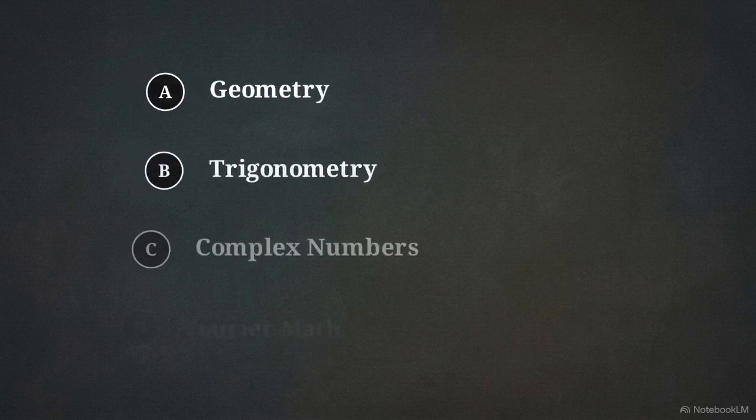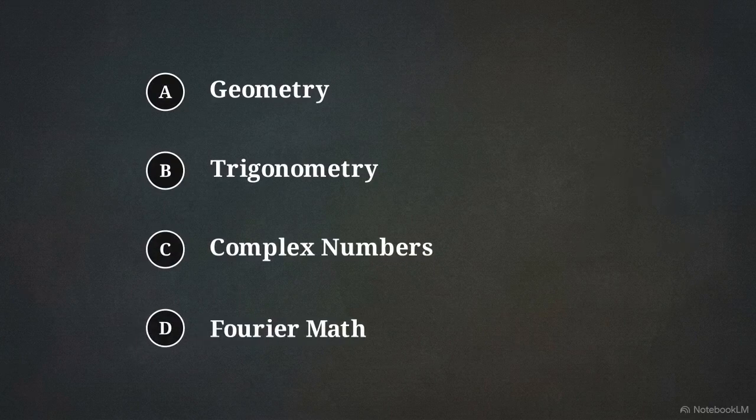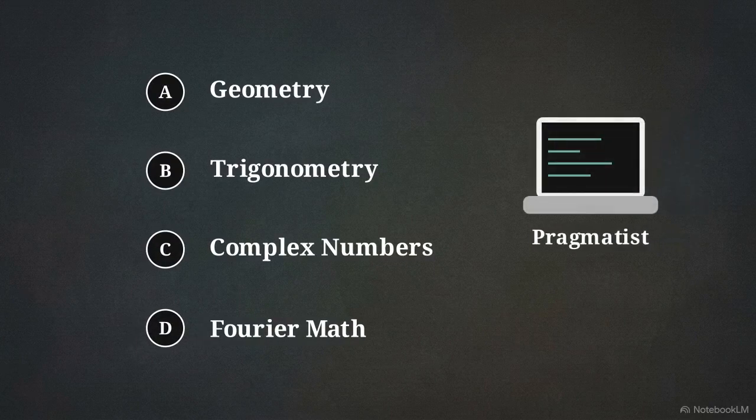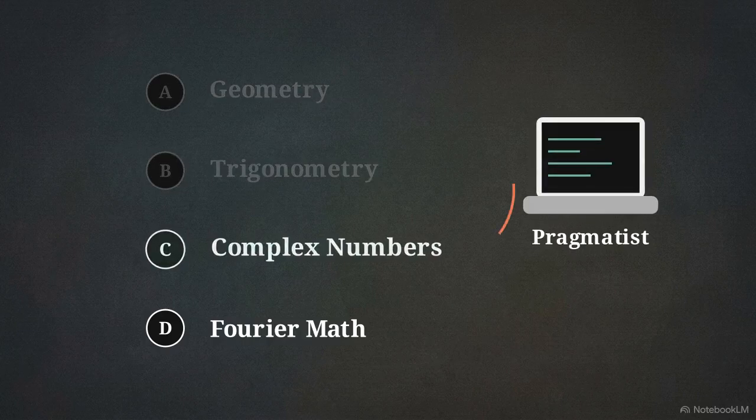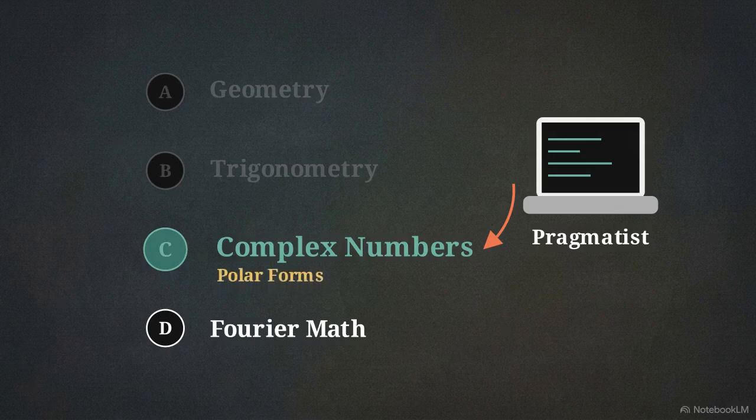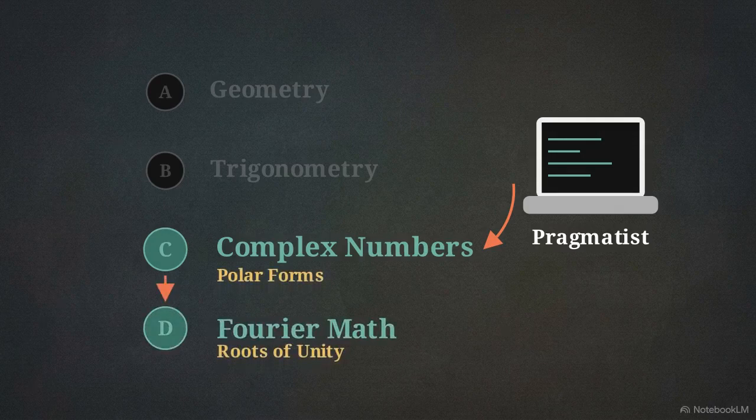Based on this ROI audit, your learning roadmap breaks down into 4 sequential parts: geometry, trigonometry, complex numbers, and Fourier math. If you are a time-poor pragmatist, a coder who needs to implement an FFT immediately, you need a ruthless approach. Skip parts A and B, jump straight into part C to learn polar forms, and proceed directly into the roots of unity in part D.